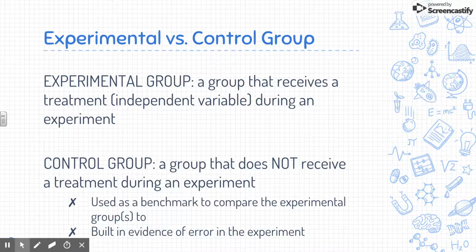This is often used as a benchmark to compare the experimental group or groups to, and it's a way to look for error in an experiment so that way you know if something's gone wrong or if maybe you need to go back and take a look at what your hypothesis is, how you designed your experiment, but pretty much it's time to start troubleshooting if you see that there's something wrong with your control group.